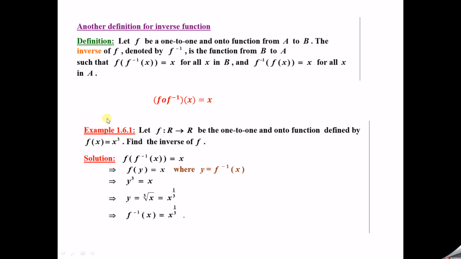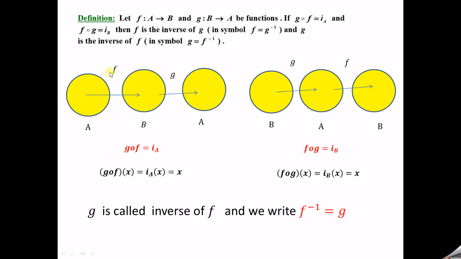Here we can see in the diagram, f is a mapping from A to B and g is a mapping from B to A. If we take the composition of these two, you will get g circle f, because we are applying f first. The composition is g circle f, and g circle f is an identity mapping from A to A, because f is from A to B and g is from B to A. So g circle f is equal to IA. It is an identity mapping from A to A.